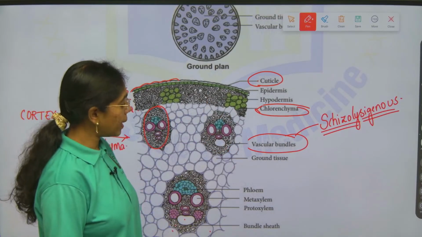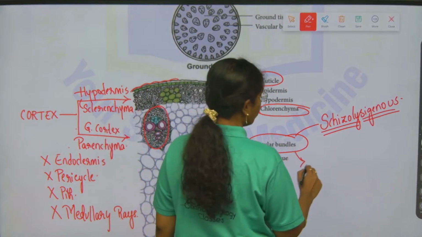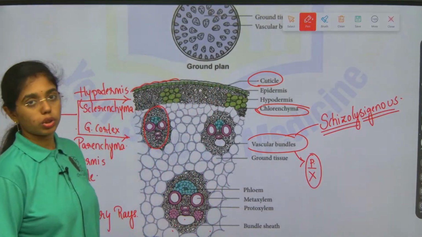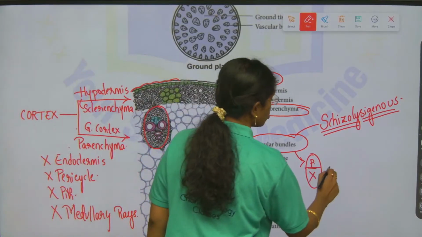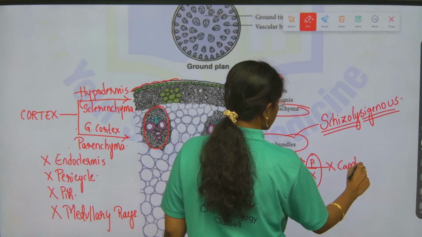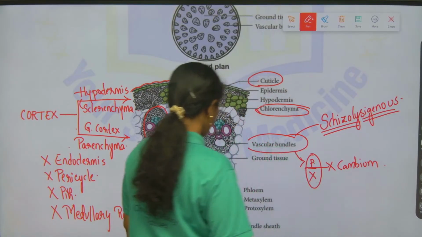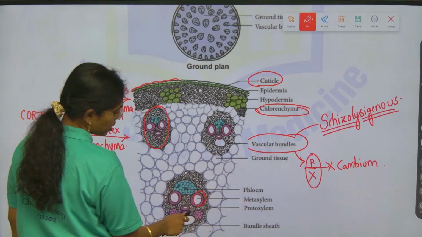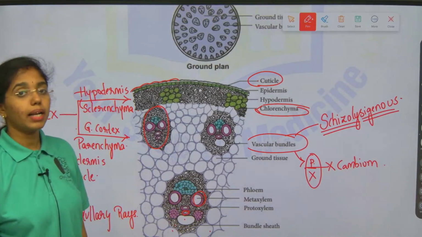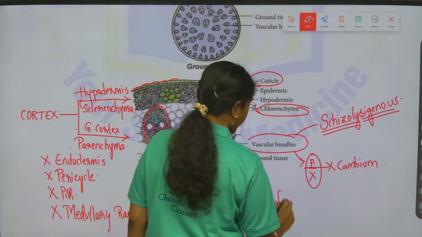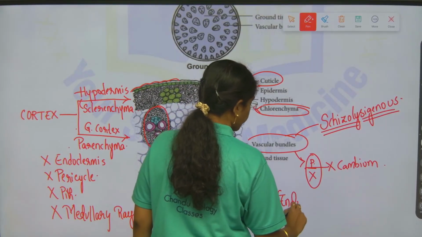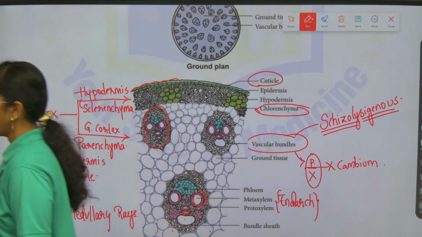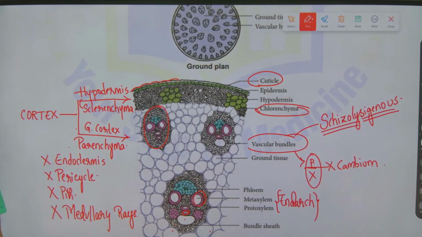Here vascular bundles have both xylem and phloem, which are arranged conjoined and closed. There is no cambium here. Vascular bundles are conjoined and closed. And here metaxylem is towards the periphery and protoxylem is towards the center. This type of vascular bundle arrangement is called as what? Endarch type. So this is the brief description about the diagram. Once you are okay with it, then we will go for the answer.